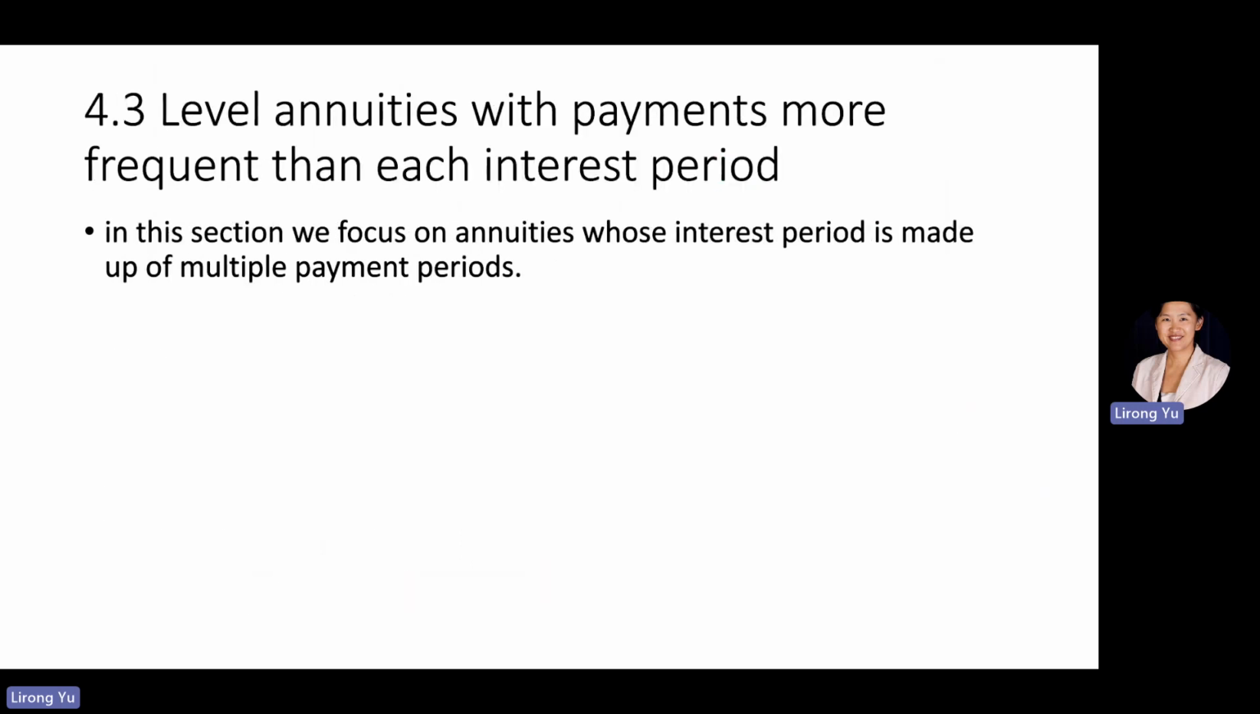4.3 is a different perspective. In 4.2, the payment is less frequent than the interest period. In 4.3, we're talking about payment more frequent than the interest period. Either way, they don't coincide. If they coincide, it will be the same as chapter 3. So for example, if you compound annually but you're making a monthly payment, then how do we handle the present value and future value of the annuity?